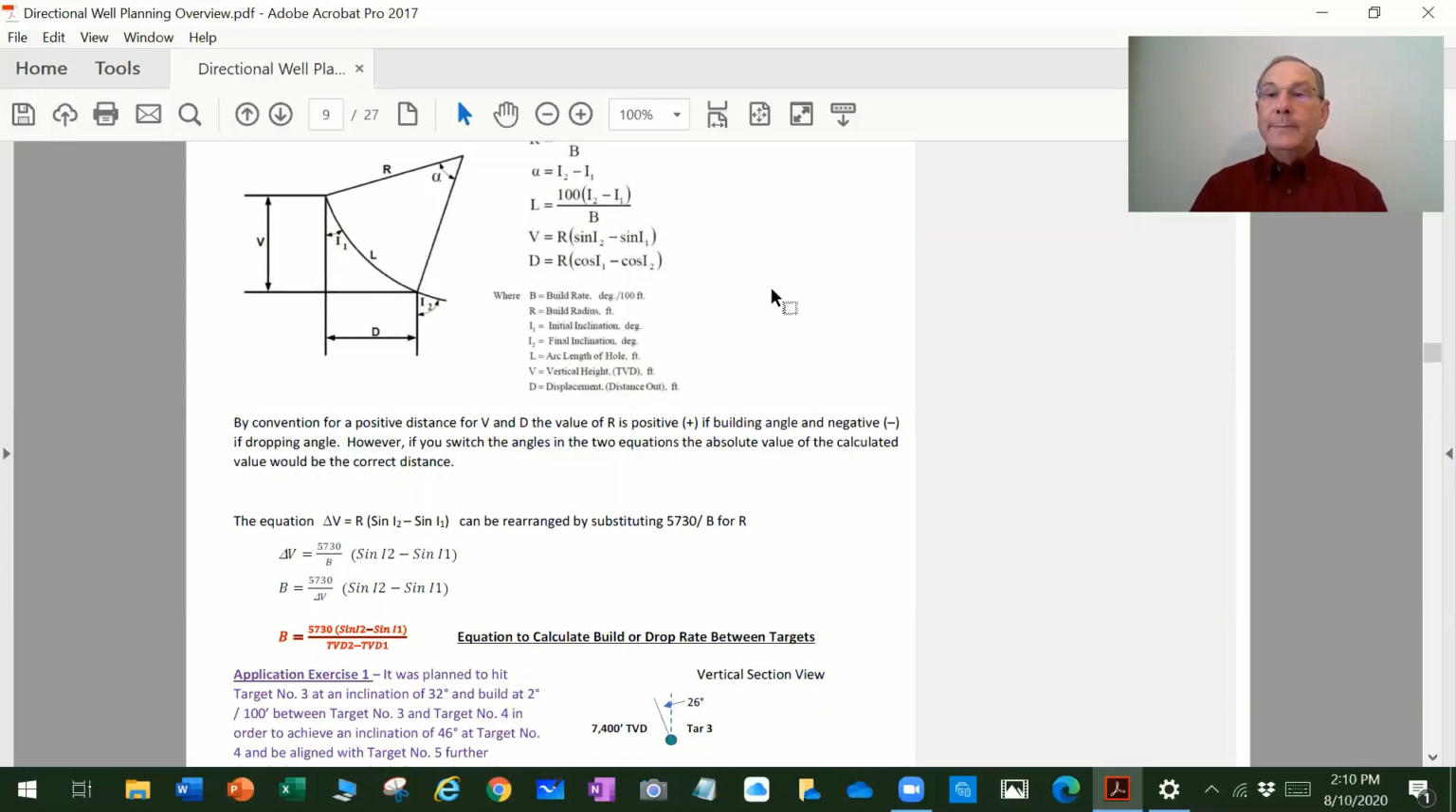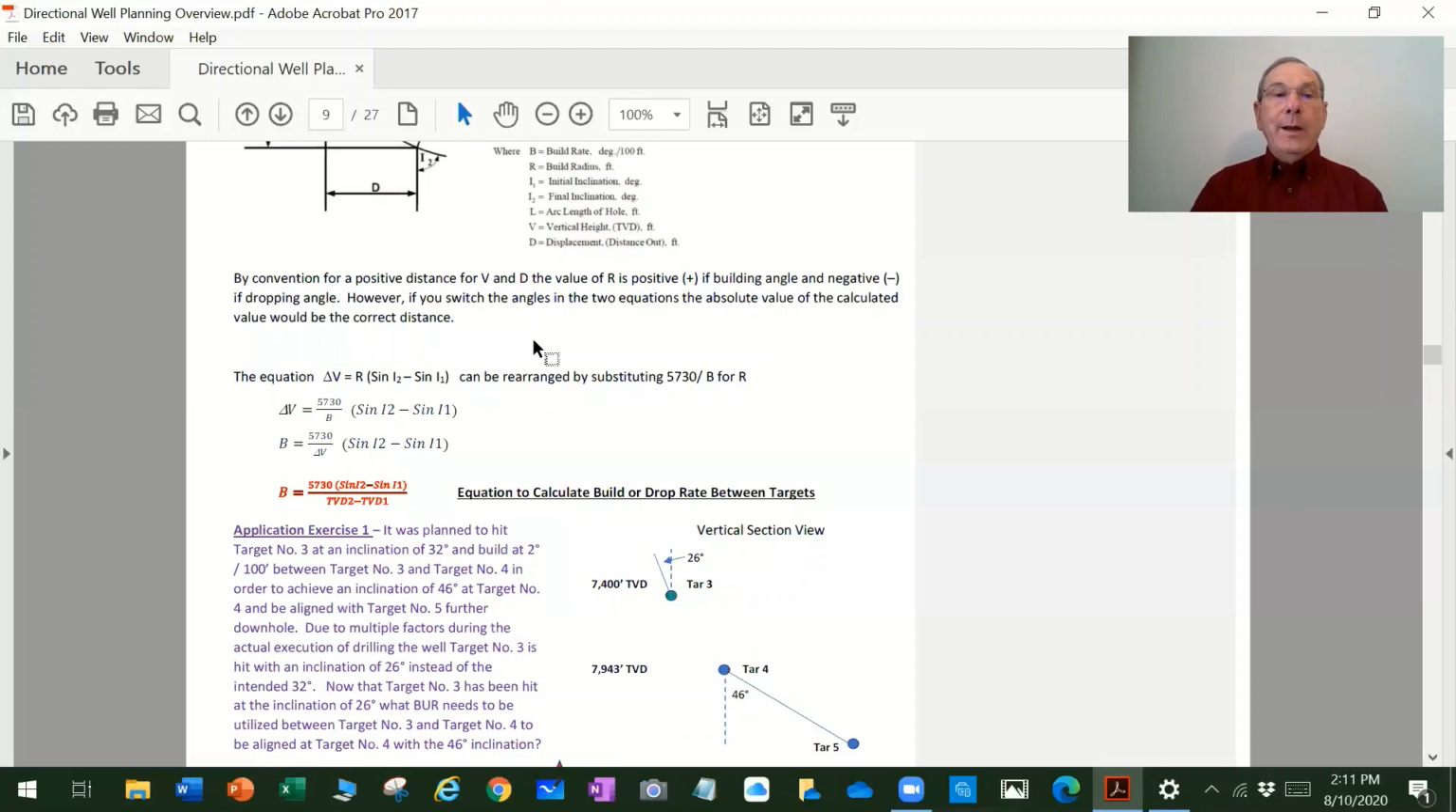No matter what, if you flip-flop the way you do this mathematics and take the absolute value of it, you will get the correct distance. There is no such thing as a negative distance per se. So that's the way you'll calculate your values for your vertical distance and your displacement while you're changing your angle.